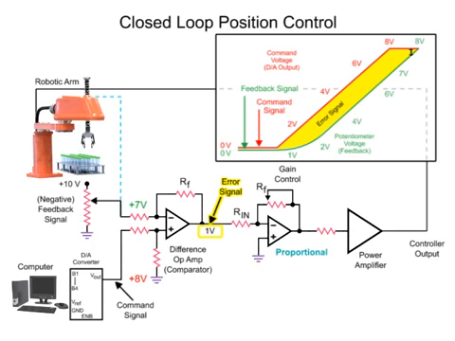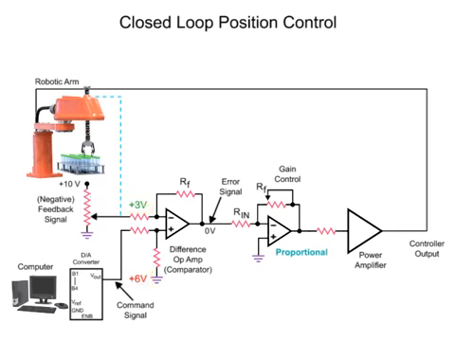When the arm reaches the desired position, the difference op-amp voltage is reduced to 0, and the feedback voltage from the potentiometer equals the command voltage of the computer. To increase the response time of the robotic arm to the command signal, the gain of the proportional amplifier can be increased.